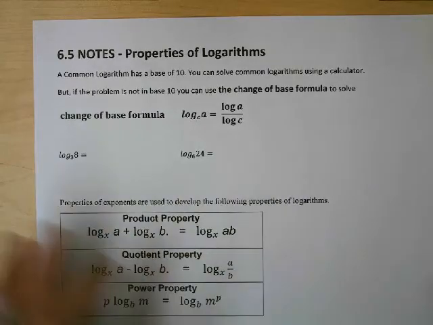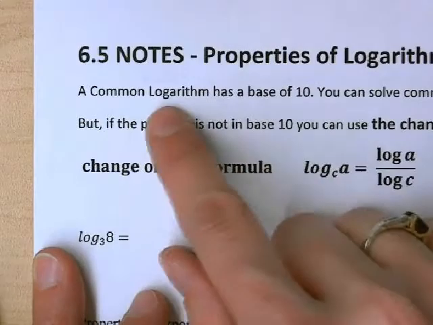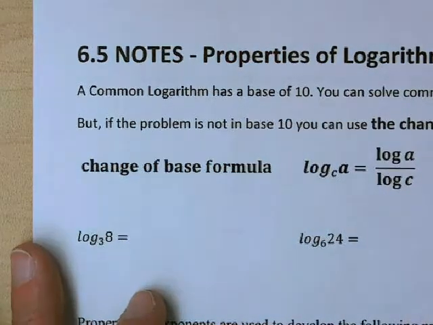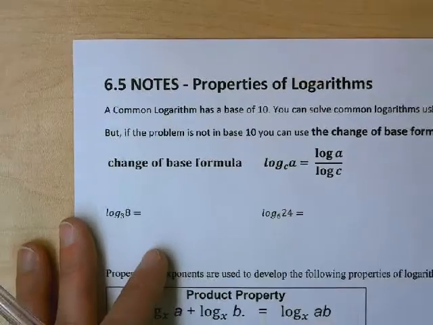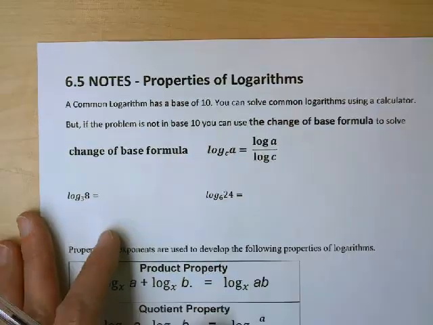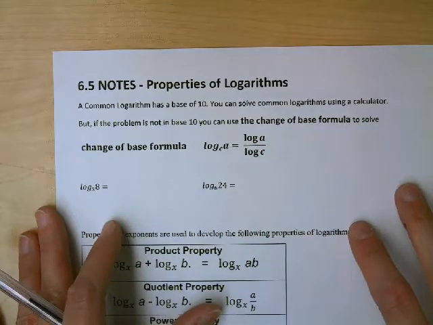All right, so we talked already a little bit about common logarithms. Common logarithm has a base of 10, and you can solve common logarithms on your calculator. But if the problem is not in base 10, there's another thing you can do called the change of base formula. It comes in handy when they're really weird numbers.